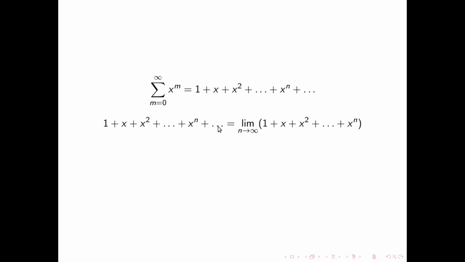Since the series has infinitely many terms, we cannot do the calculation directly. The way we do it is we calculate 1 plus x plus x squared all the way up to x^n. If we do this for every n, we will get a sequence. The geometric series is the limit of this sequence. To calculate this sequence, we first need to find an appropriate term for the finite sum 1 plus x plus x squared plus x^n.